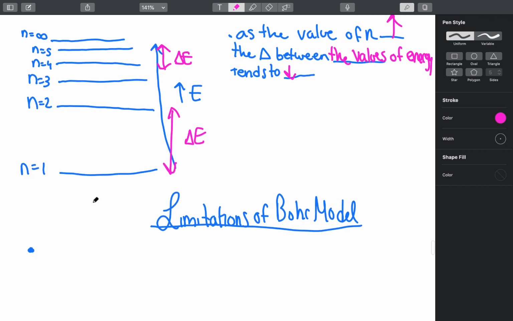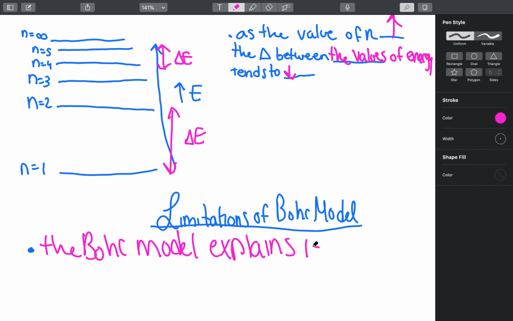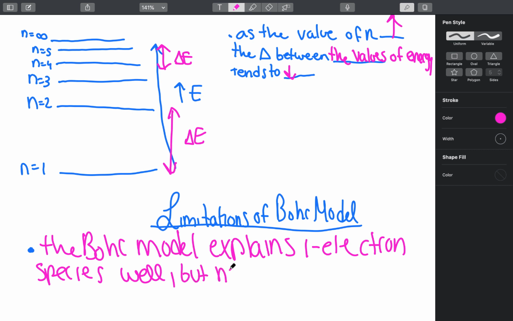So the last thing to note is the limitations of the Bohr model. The Bohr model explains one-electron species well, but not multi-electron species.